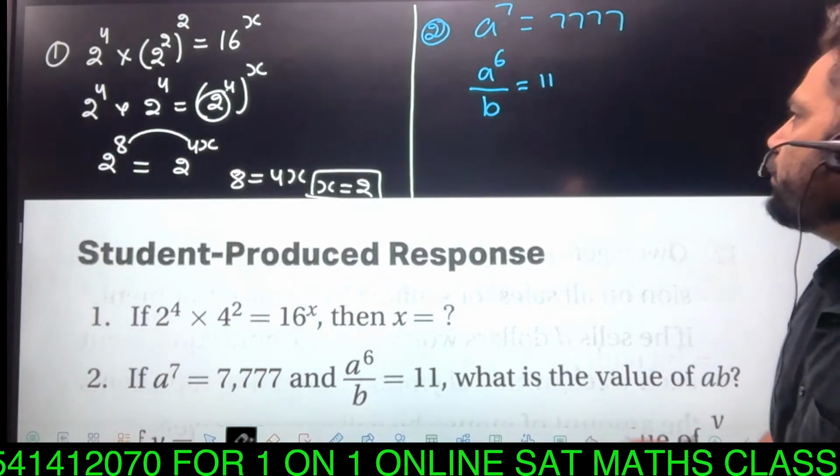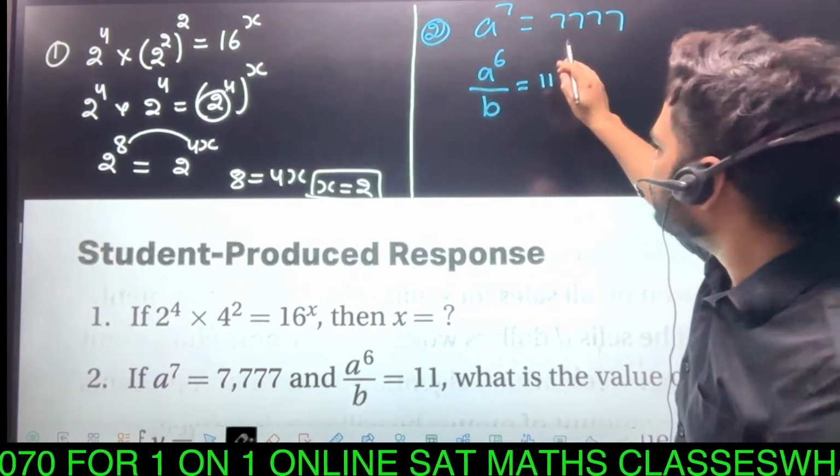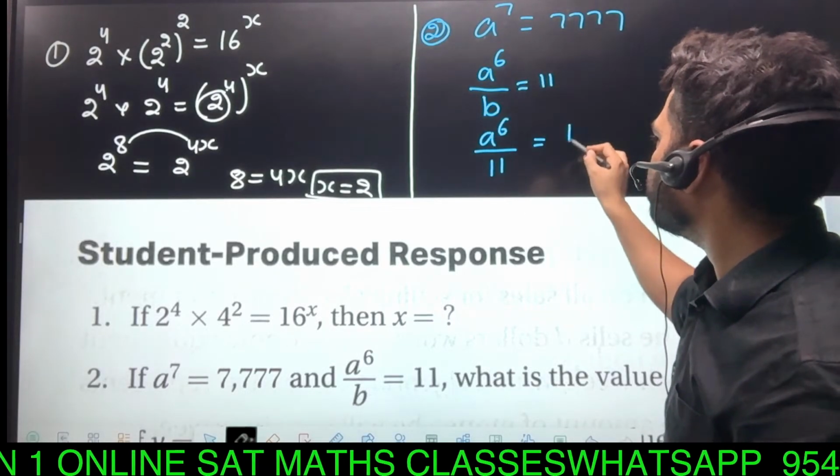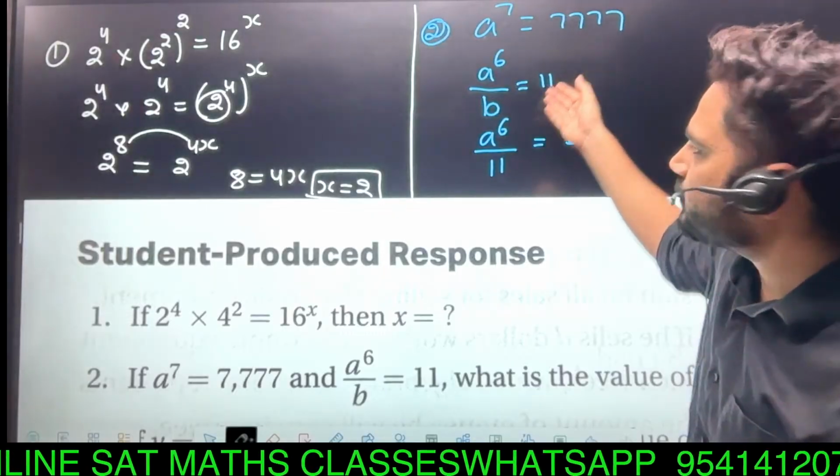First of all, this 11 will come to this side, so it will be a power 6 upon 11 is equal to b. The b will go to this side and the 11 will come to this side.